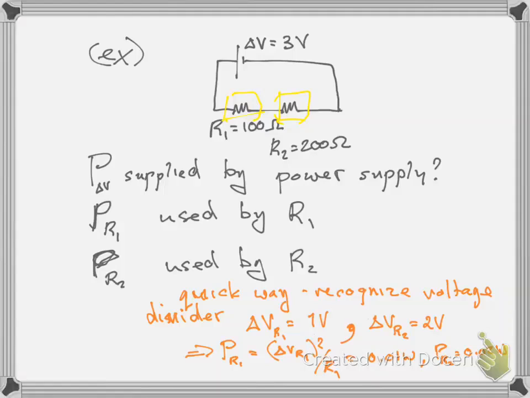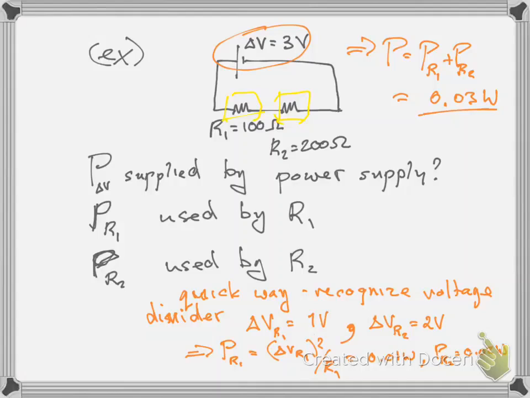So therefore, the total power had better be the power of R1 plus the power of R2, which is 0.03 watts. So the total power supplied is going to be the sum of the powers used. This total power supplied had better all be used up. Otherwise, where would it go? It's energy per unit time. It's energy conservation, right? So we didn't even need to calculate the power supplied by the 3-volt power supply, because if we just calculate the total power used, that's the power supplied, 0.03 watts. So that was the quickest way, but not the most straightforward.